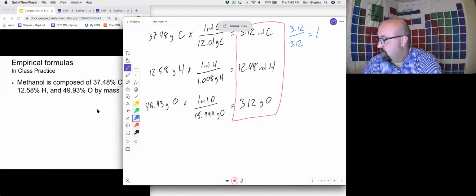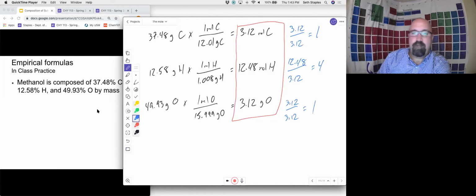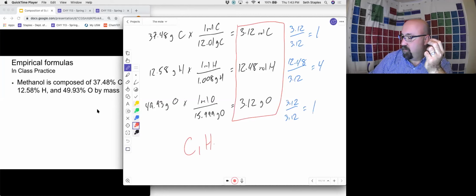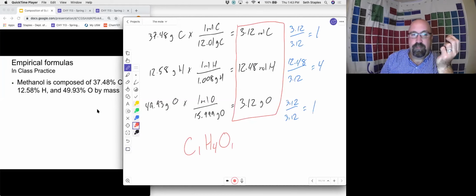So 12.48 divided by 3.12 equals 4. And so we get 1, 4, and 1. These numbers that we've just found are now our subscripts for our empirical formula. For C, we found a subscript of 1. For H, a subscript of 4. And for oxygen, a subscript of 1.